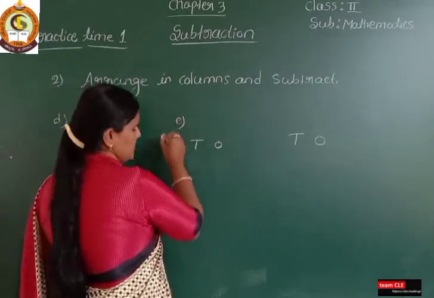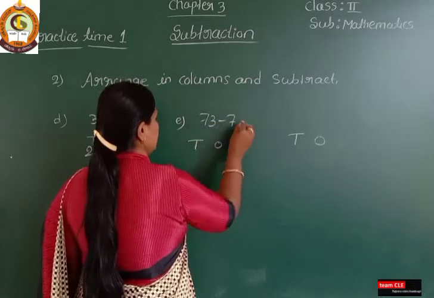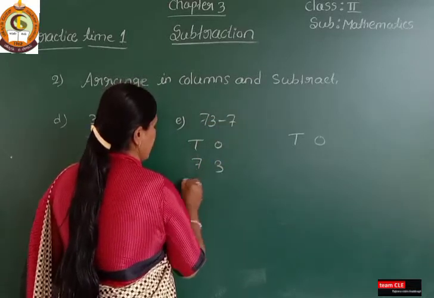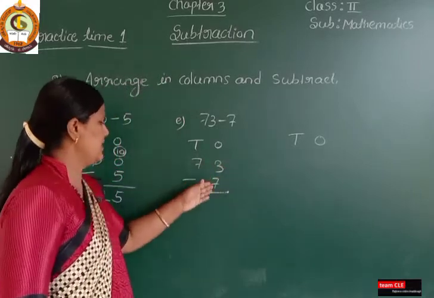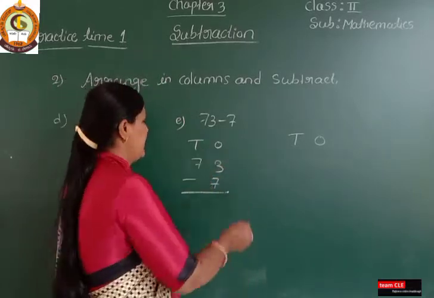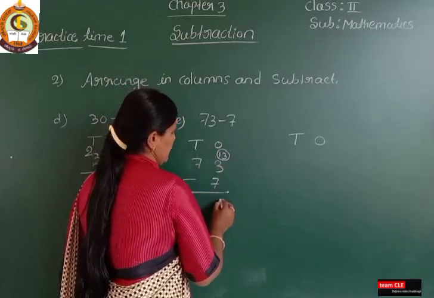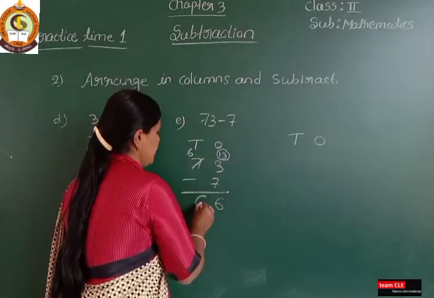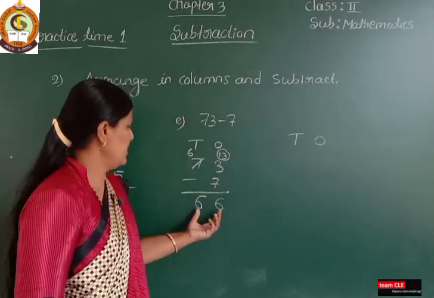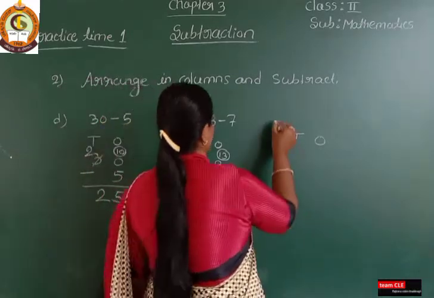Next, E1, 73 minus 7. 3 minus 7. This 3 is less than 7, so you have to take one tens group. That 10 plus 3 is 13. 13 minus 7 is how much? 6. And instead of 7 here, 6 remains. That 6 you have to write here as it is. So the answer is how much? 66. Next, F.